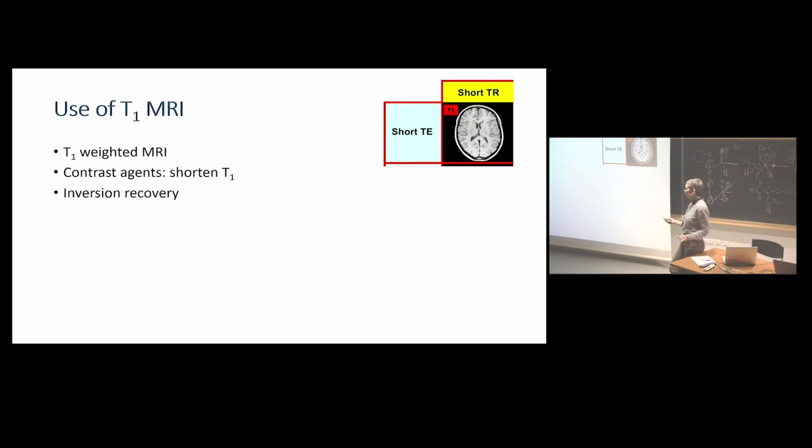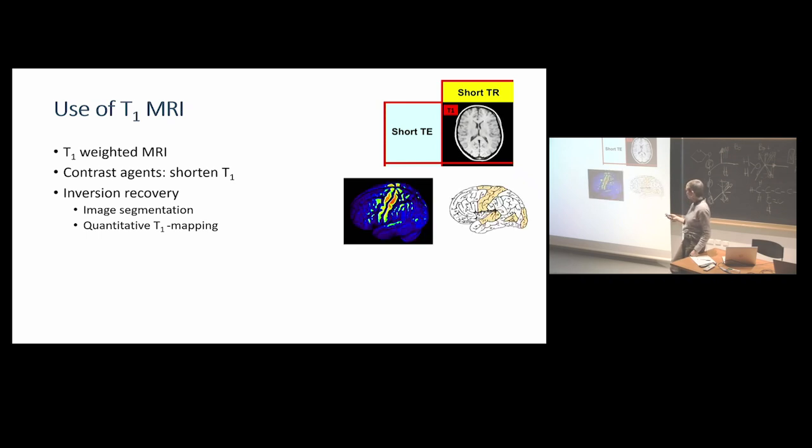If you use some kind of inversion recovery technique, you can start to do image segmentation. So you can separate gray matter, white matter, CSF, and then you can start to do morphometry, computational neuroanatomy, these kinds of things. You can also use quantitative T1 mapping. And why is that so interesting? It allows us to look at the myelin in the cortex.